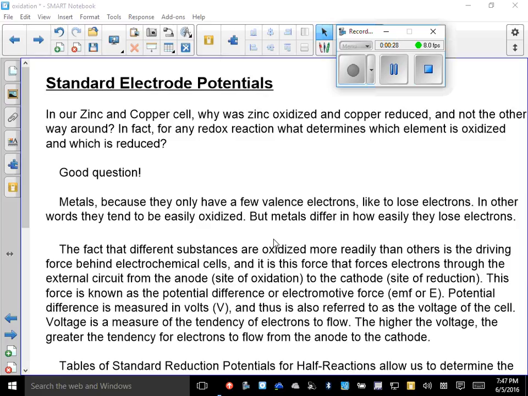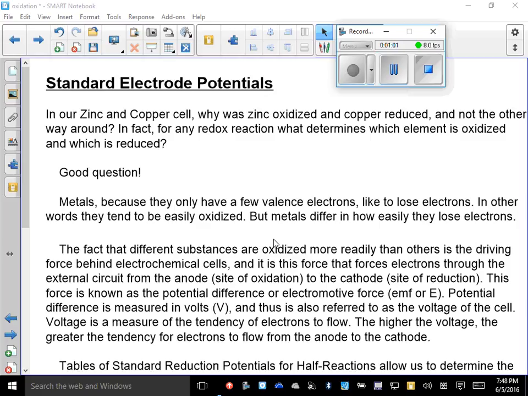But metals differ in how easily they lose electrons. The fact that different substances oxidize more readily than others is the driving force behind electrochemical cells, and it is this force that forces electrons through the external circuit from the anode to the cathode. This force is known as potential difference or electromotive force, and you might see EMF or E. Potential difference is measured in volts and thus is also referred to as the voltage of the cell.